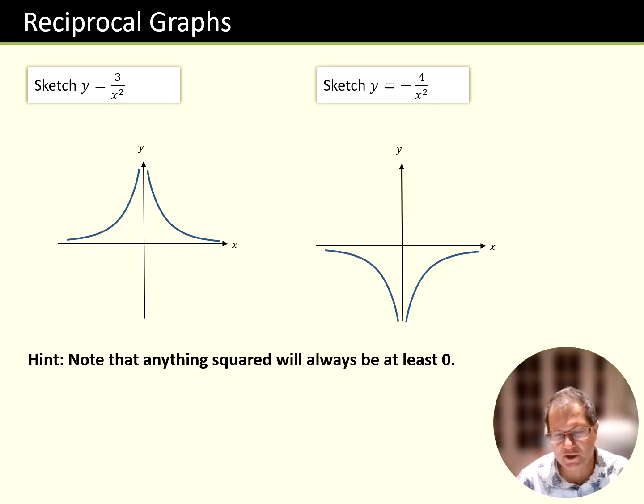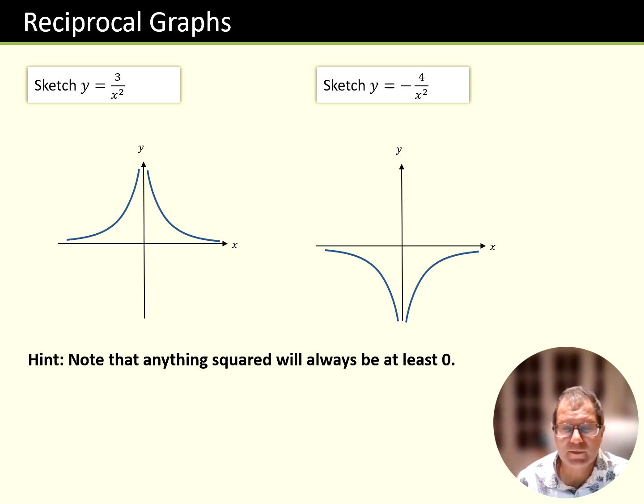So, as we've just heard, and the hint says, note that anything squared will always be at least 0. So that means that the denominator of both of these fractions, 3 over x squared and negative 4 over x squared, is a positive value. So if we divide 3 by a positive value, we still get a positive value. Okay, the larger the value of x, the smaller the answer because we're dividing by it. So when x is very close to 0, you're going to get a very big number. So for example, if x is 0.1, x squared is 0.01, and 3 divided by 0.01 is 300. But if x is 10, then we get 3 over 10 squared, which is 0.03. And so therefore, when x is 10, we get a very small value.